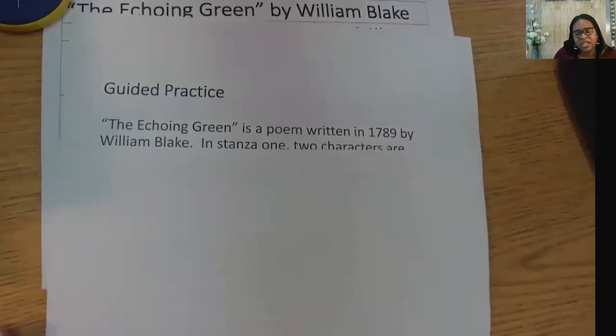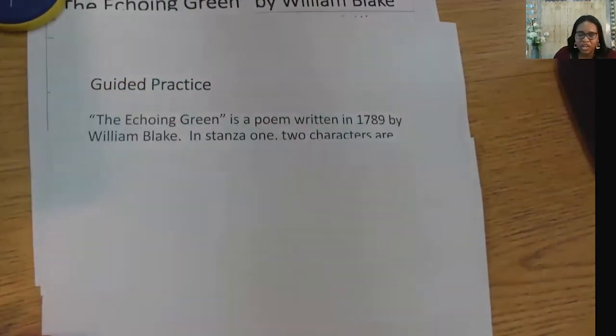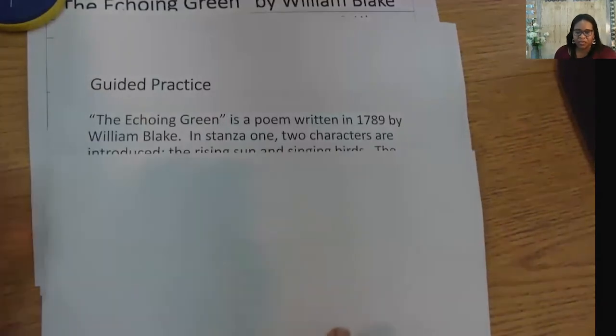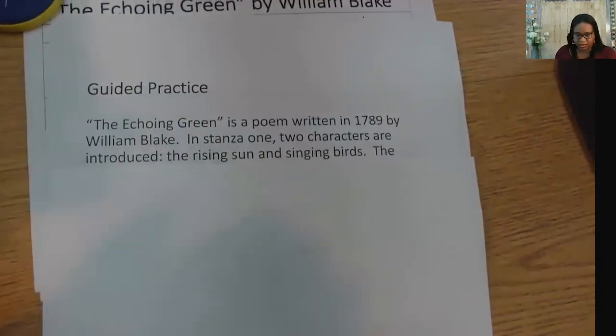Now we need to look at our information about the characters in stanza 1. Say it aloud how you might summarize the characters. I wrote, in stanza 1, 2 characters are introduced, the rising sun and singing birds.